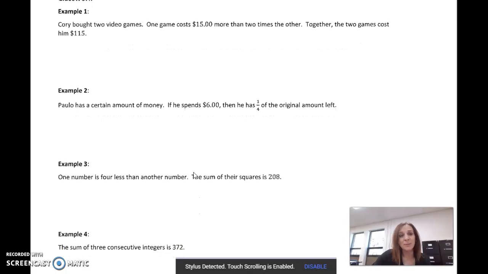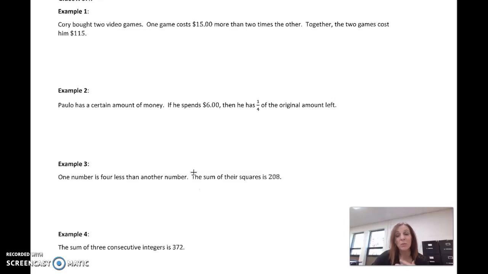So, example 1, Corey bought 2 video games. One game cost $15 more than 2 times the other. Together, the two games cost him $115. So, what I really want us to focus on now is to pay attention to some hints I give you. These problems can get really wordy, and I want to give you some hints to make it a little bit easier. The first thing you always do is define the variable. So, I'm just going to be using x for all of these.